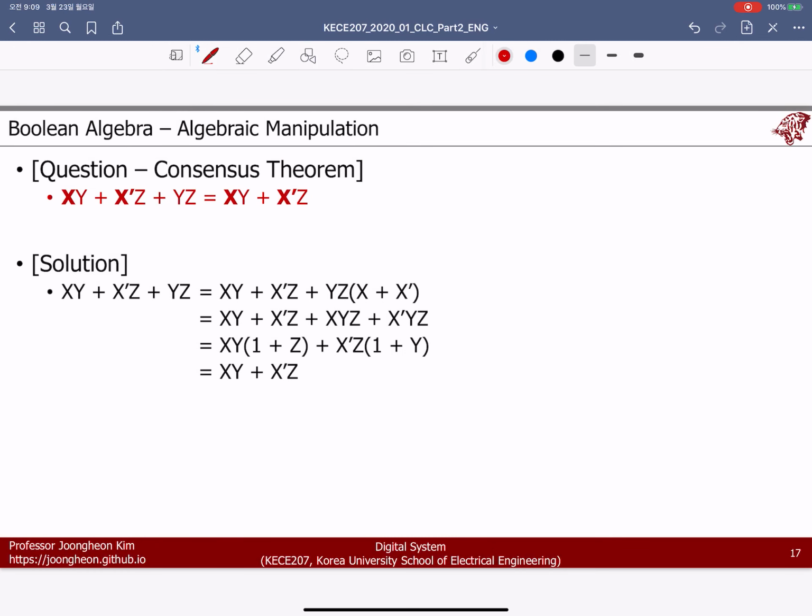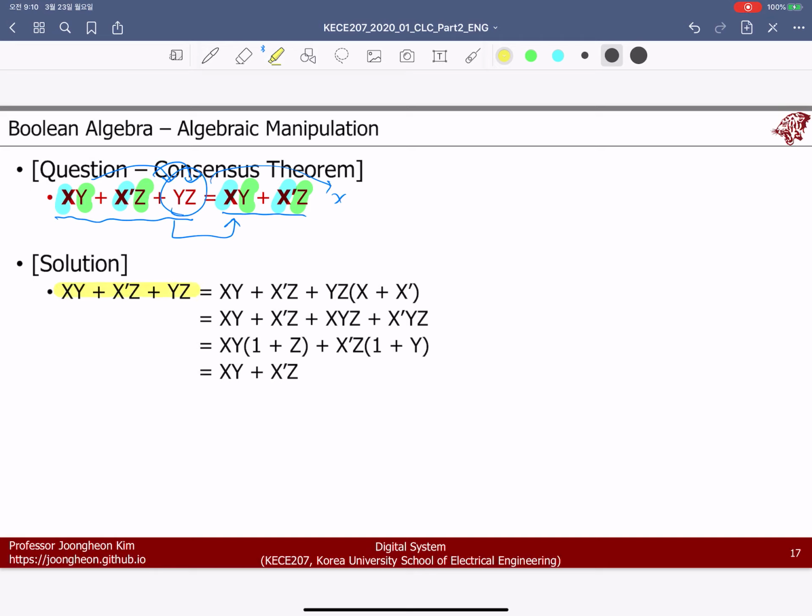And now we are looking at the consensus theorem, okay? So here you have x and x prime, okay? Then you have x and x prime. Now you have y and z. So then, if y is here, z is here, then this can be ignored. This is called the consensus theorem, okay? So we have to prove this one, right? In order to prove this one, we can develop this one, and then we have to see it go to this one finally. Okay, so let's start with the first one.